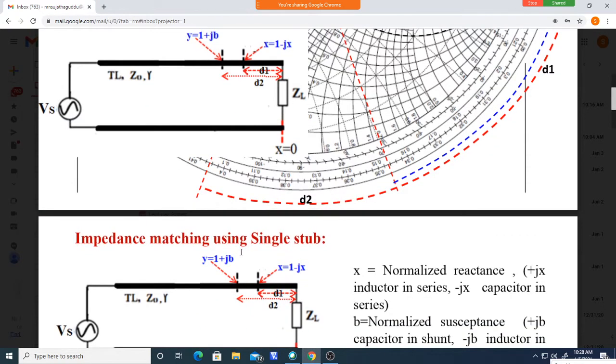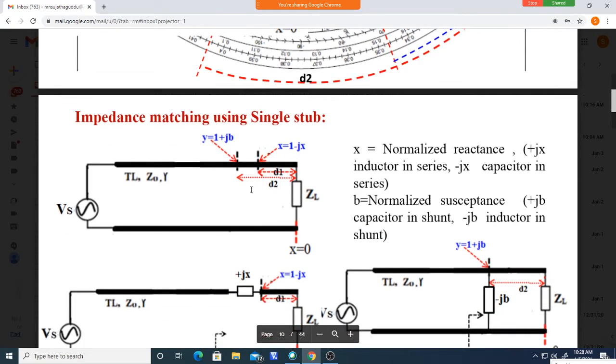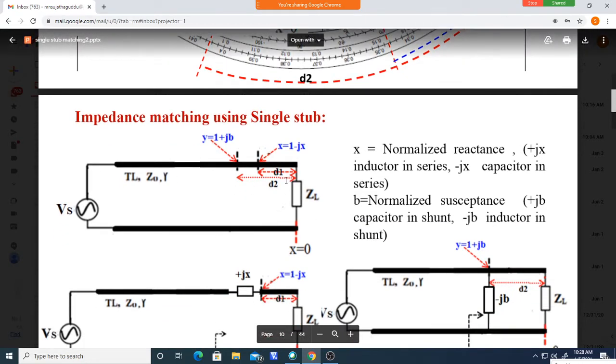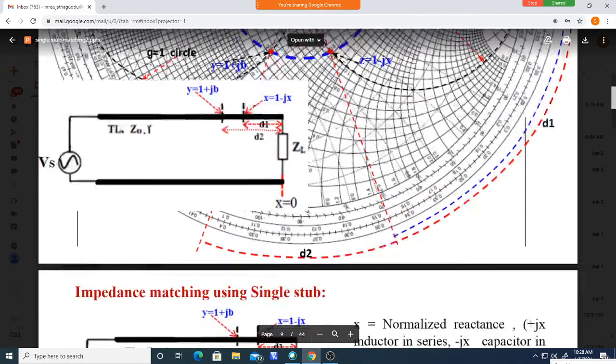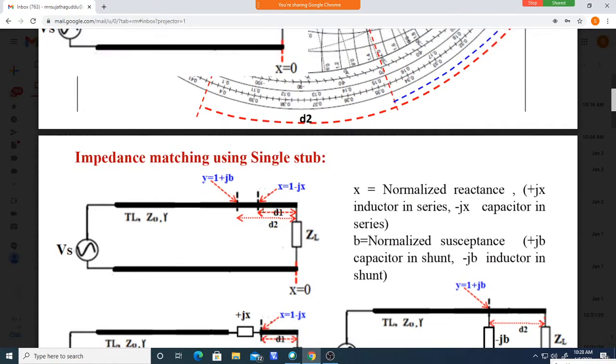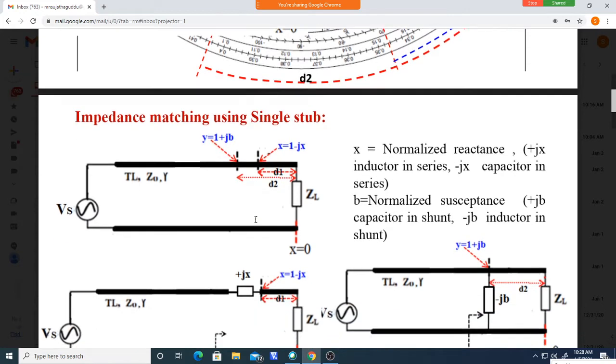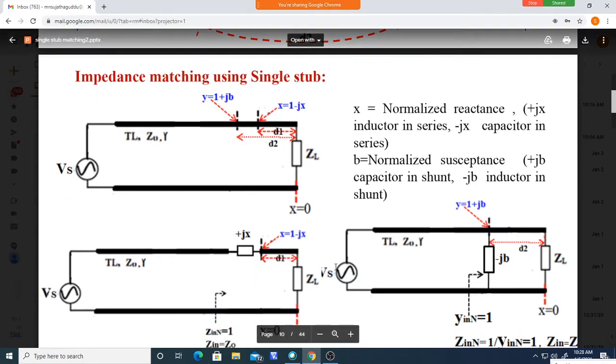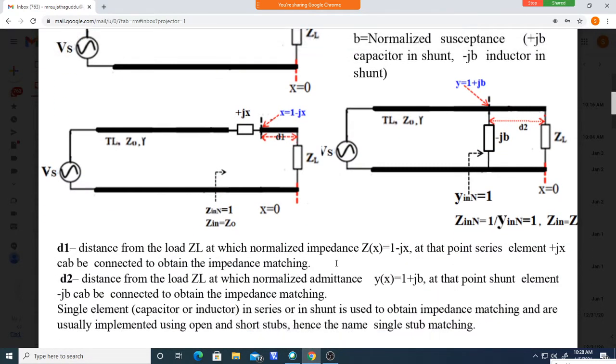So like this you can do on the Smith chart. What we did here, we found two positions from the load. At some position D1, the impedance is in the form 1 minus jx, and at another position, the admittance is 1 plus jB. So that is okay.